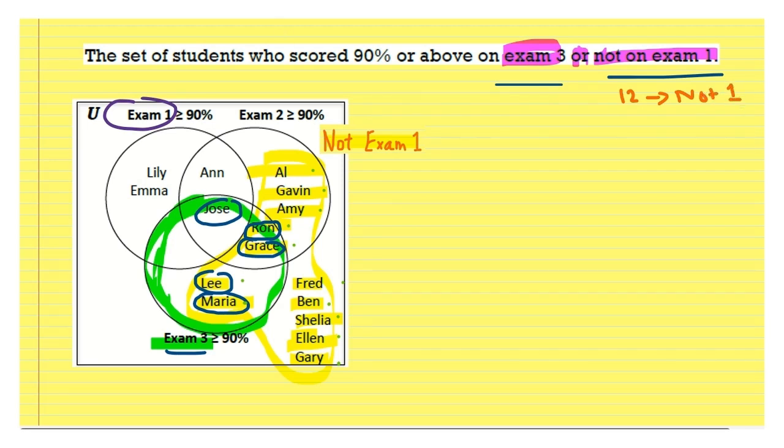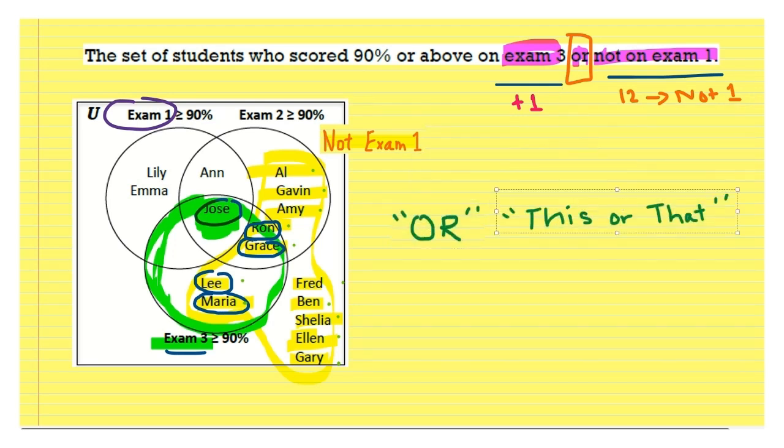But the thing is, Jose right here, he is special because he is in exam 3. So Jose actually adds an extra member. But let's also consider this word or. We're going to look at the word or and make sure we understand what the word or means in this context. So the word or means this or that.